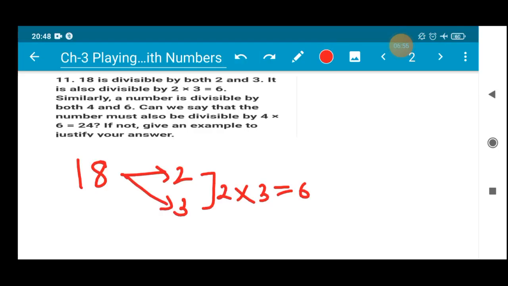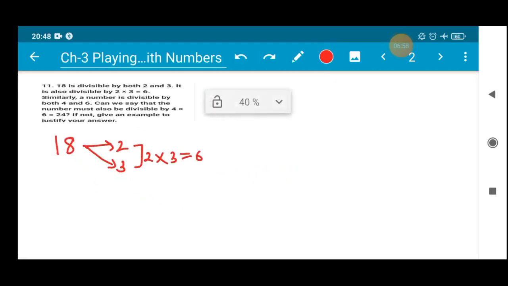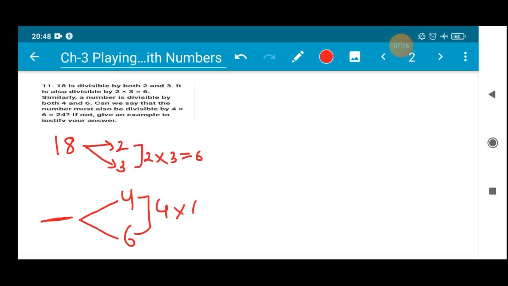So now what we have to do, similarly, a number is there that is divisible by both 4 and 6. We don't know that number, we have to find it. Can we say that the number must also be divisible by 4 into 6, that is 24? Okay, so we have to check that.